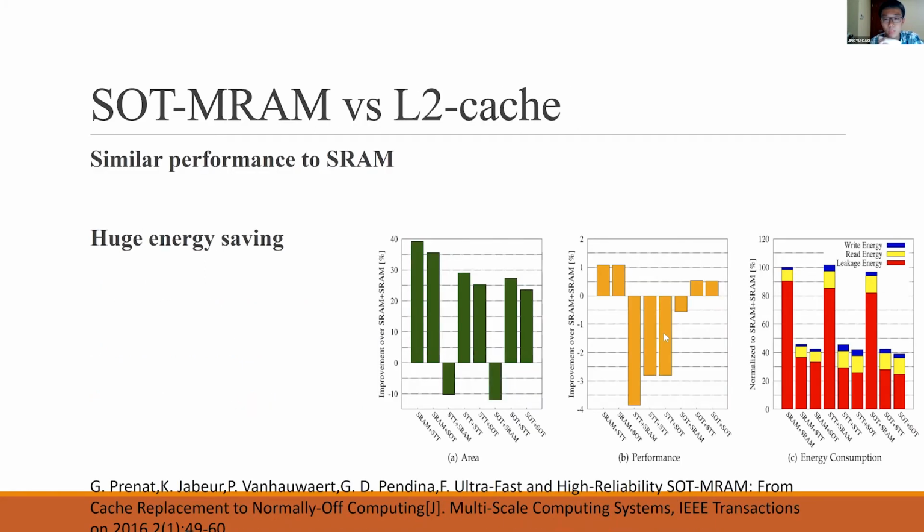I need to mention one more point about spin orbit torque MRAM performance. We showed in this experiment that the resulting energy is significantly lower for spin orbit torque MRAM compared with SRAM. The L2 cache is a kind of SRAM.